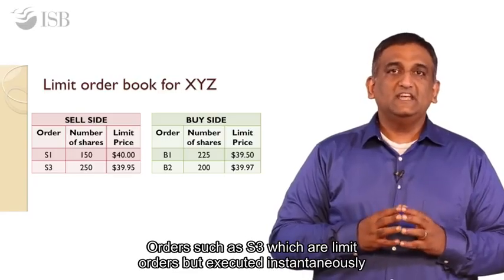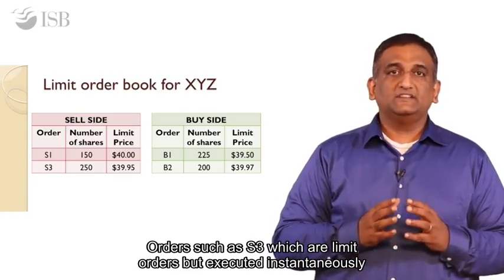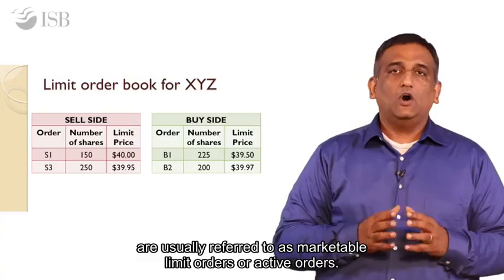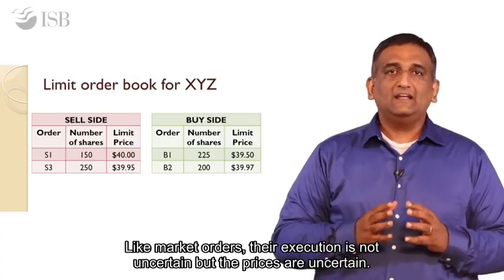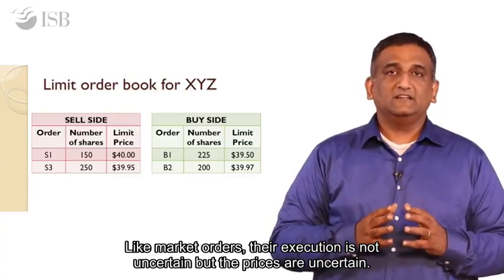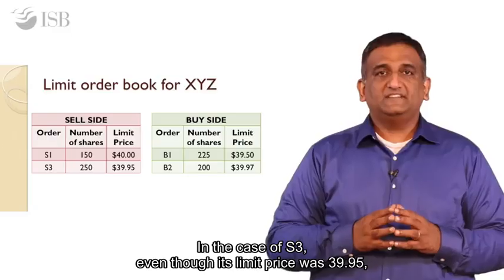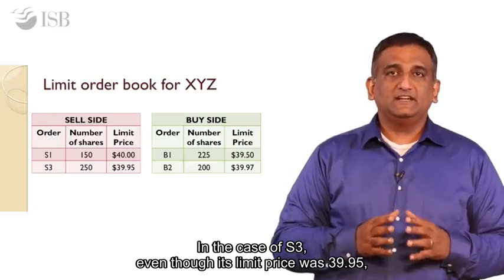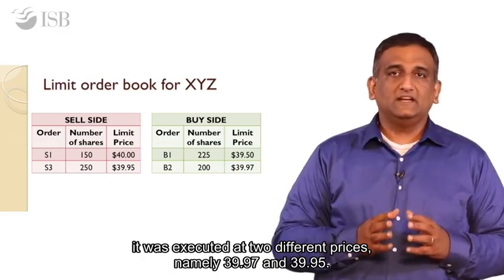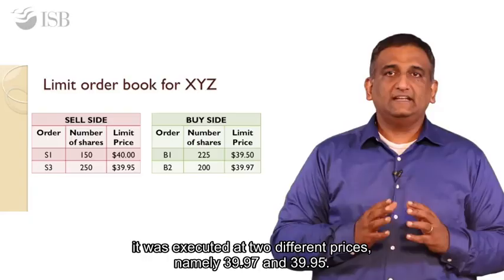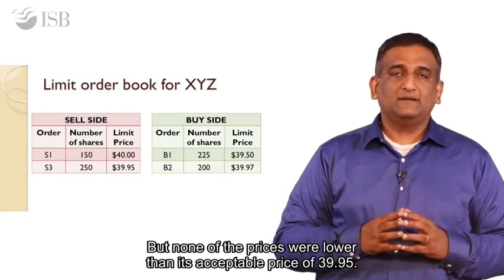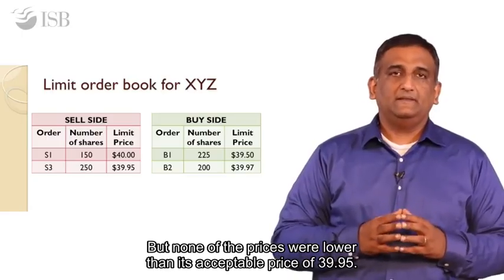Orders such as S3, which are limit orders but execute instantaneously, are usually referred to as marketable limit orders or active orders. Like market orders, their execution is not uncertain, but the price is uncertain. In the case of S3, even though its limit price was $39.95, it was executed at two different prices, namely $39.97 and $39.95. But none of the prices were lower than its acceptable price of $39.95.